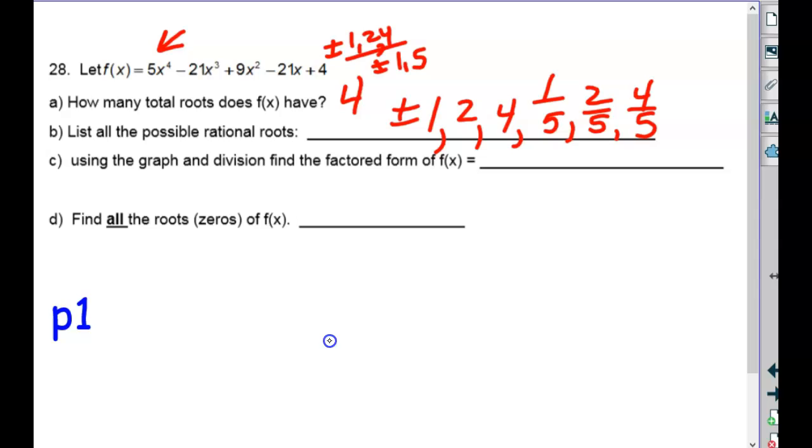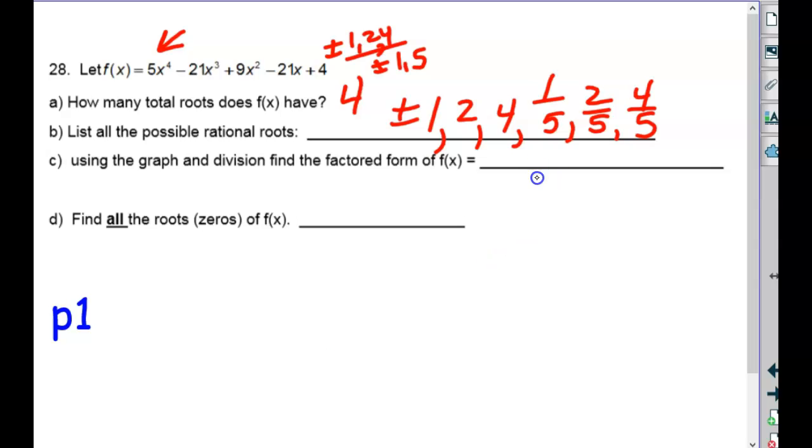Five x to the fourth minus 21x to the third plus 9x squared, oh my goodness, I can't type. Minus 21x plus 4. All right.